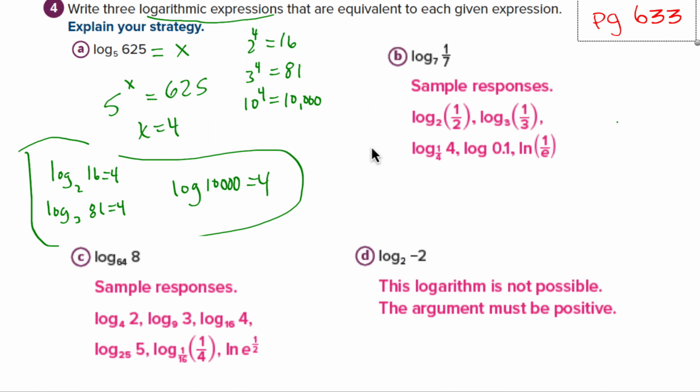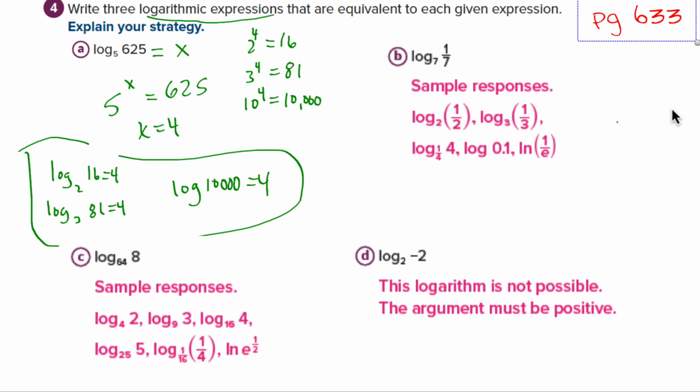Ready, go. Okay. How did you do here? Part B, the log base 7 of 1/7. That means the exponent here has to be -1, right? So you could write any logs that would give you an exponent of -1. Okay, so log base 2 of 1/2, log base 3 of 1/3, log base 1/4 of 4.